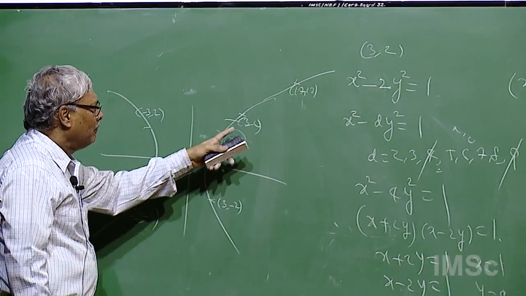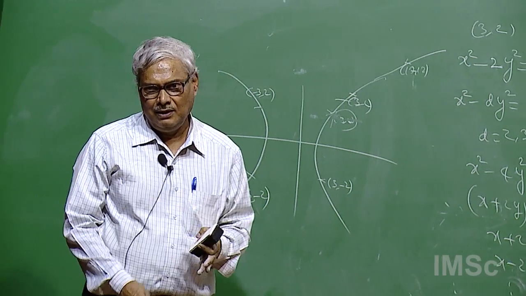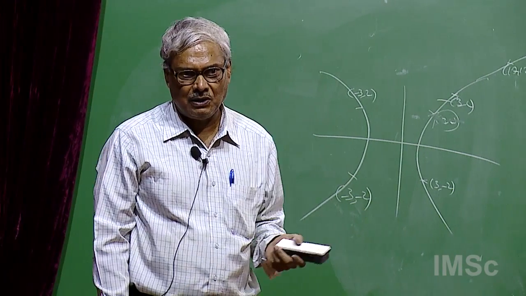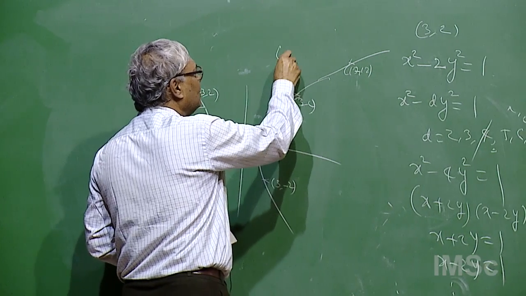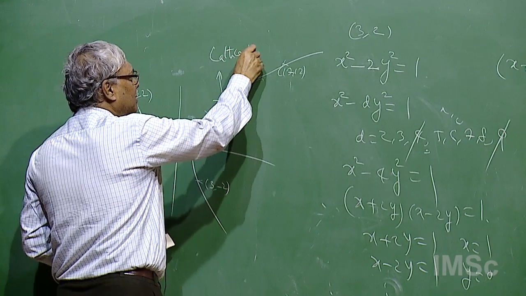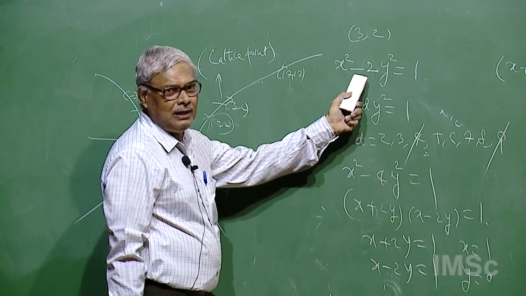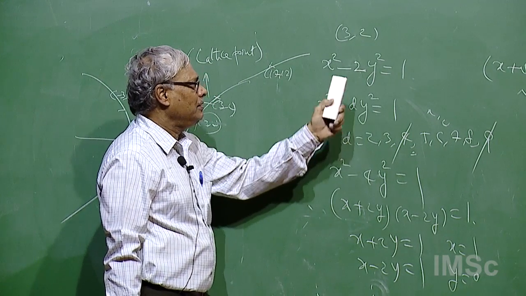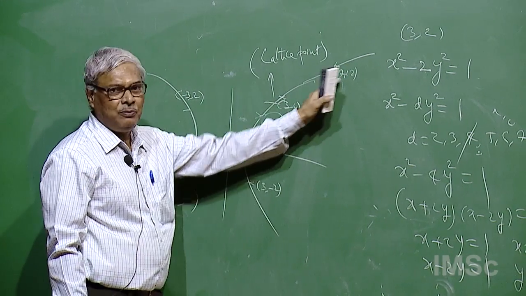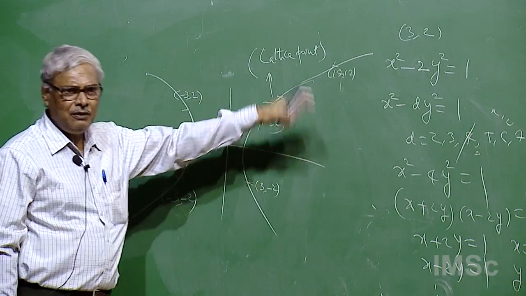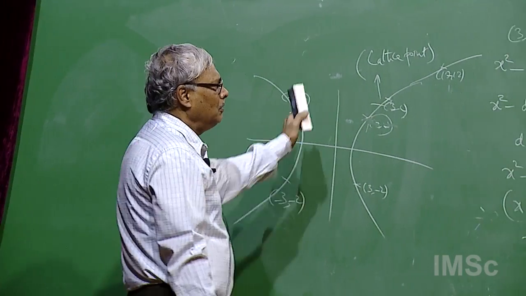And whenever the coordinates of a point are both integers, it has a special name again. Such points are called lattice points. If both coordinates are integers, we call such a point a lattice point. So what we have done is that we have proved that this equation, when represented as a hyperbola, will have infinitely many lattice points on it in the first quadrant, and therefore as many in the second, third and fourth quadrants. So all these are lattice points.